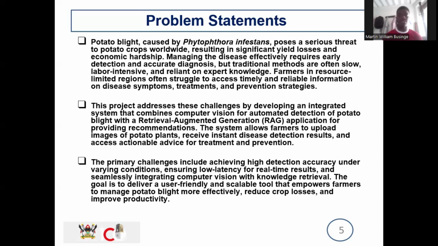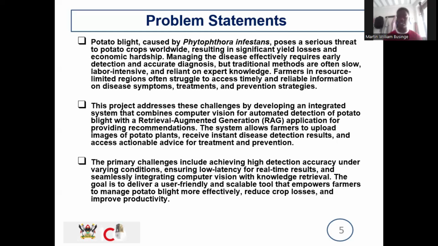This is where our project comes in, because our project is going to address these challenges by developing an integrated system that combines computer vision for automated detection of the potato blight disease, be it early or late blight, and it's going to combine it with a Retrieval Augmented Generation application for providing the recommendations. So a farmer can upload the image of the potato and they receive instant disease detection results. And also they can access actionable advice for treatment and prevention.